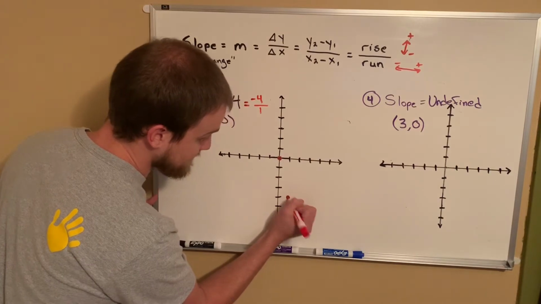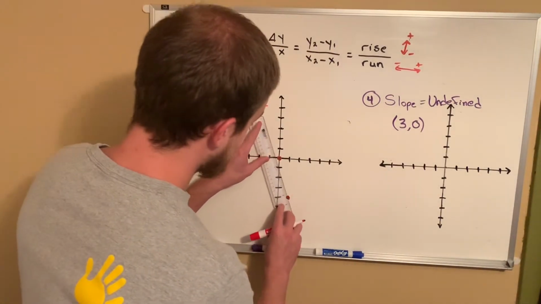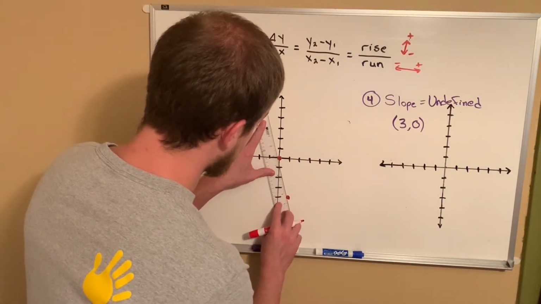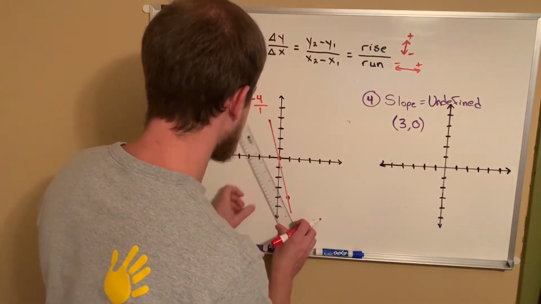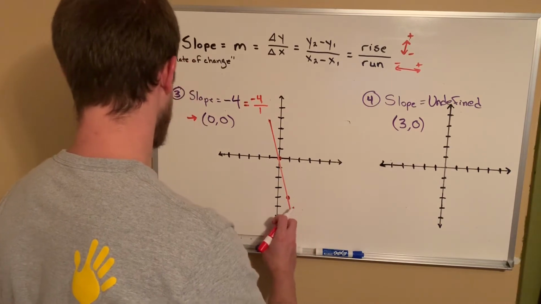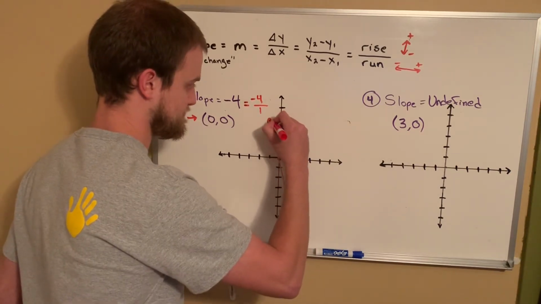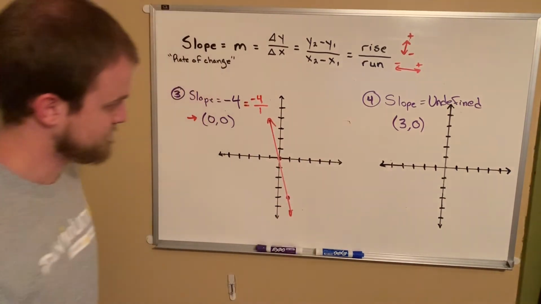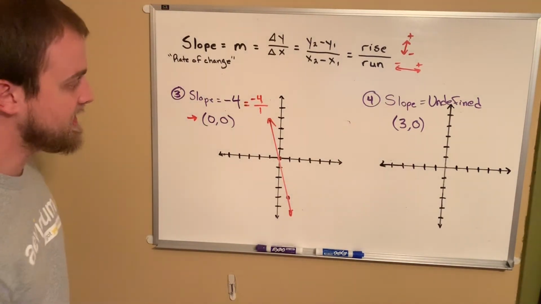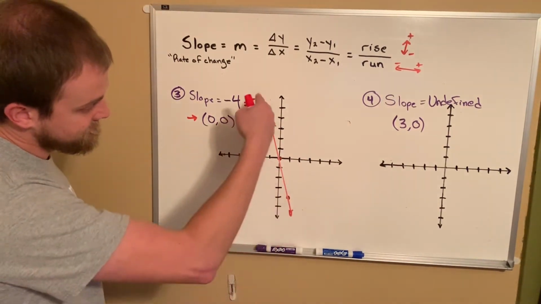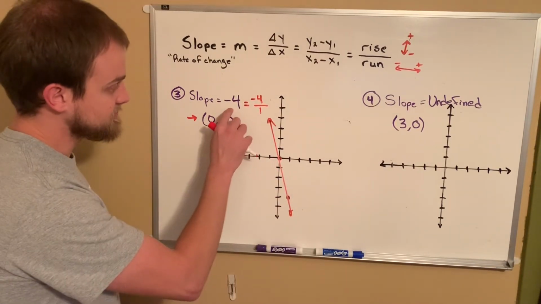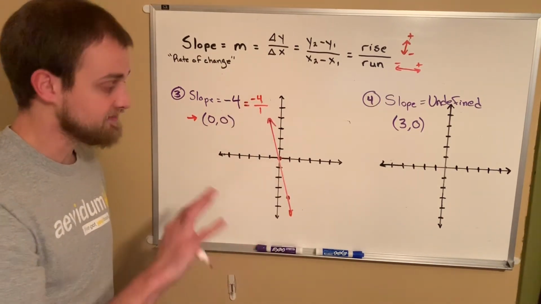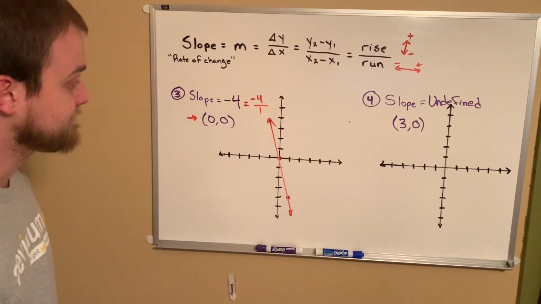Notice I rose and I ran. I'm now ready. I have 2 locations on my graph. I can connect these 2 locations and I now have a line. Just something to check: notice that after we drew our line, this graph has negative slope visually. And just to double check, our slope was negative, so everything should be okay.